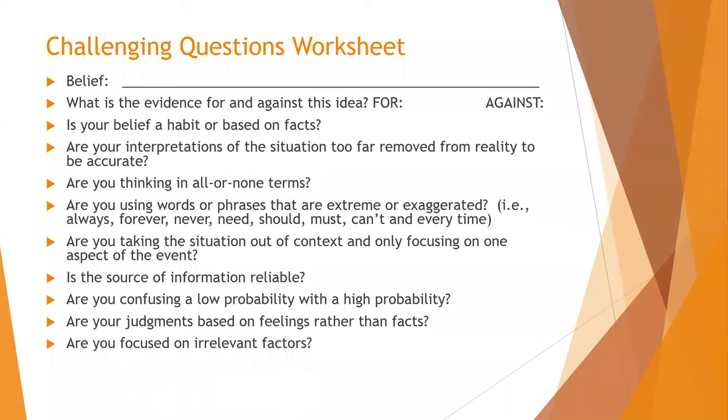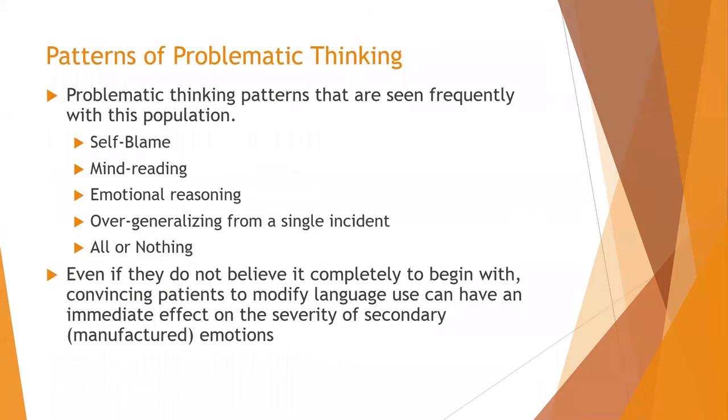Same thing for this person. We need to help them figure out what their interpretation is, but I want them to get a more 3-dimensional view of what happened, if you will. Problematic thinking patterns that are seen frequently with people who have been traumatized or experienced a significant devastating loss: self-blame, mind reading, emotional reasoning, overgeneralizing from a single incident, and all or nothing.